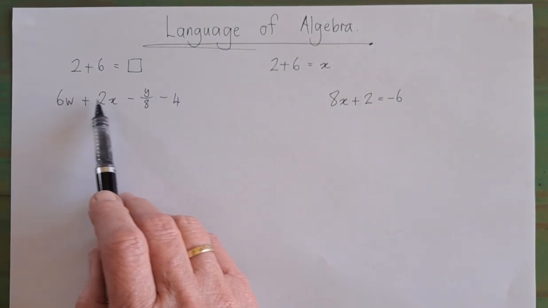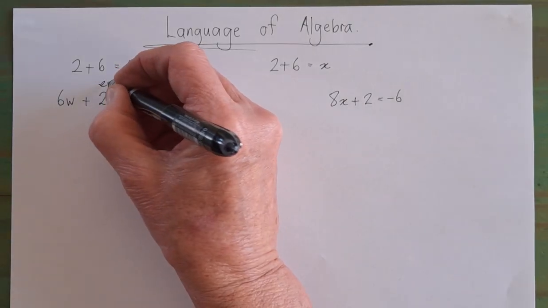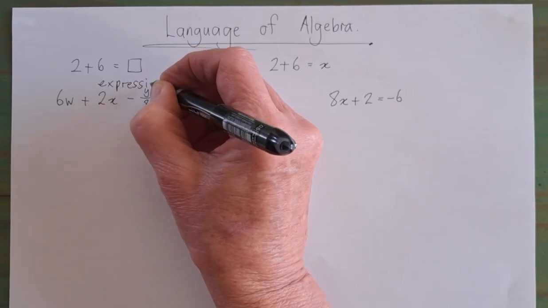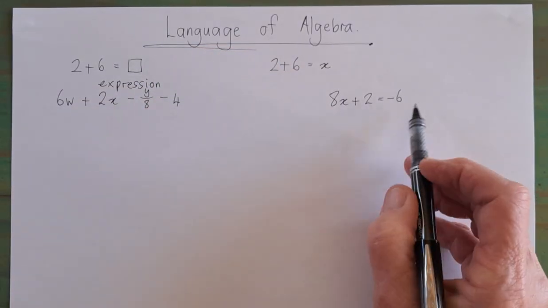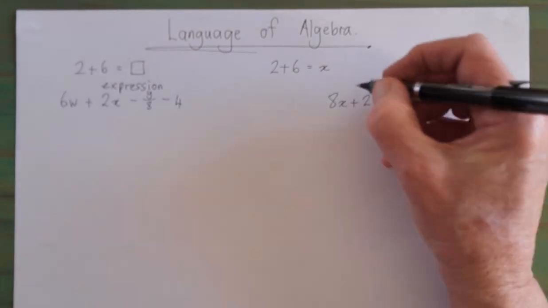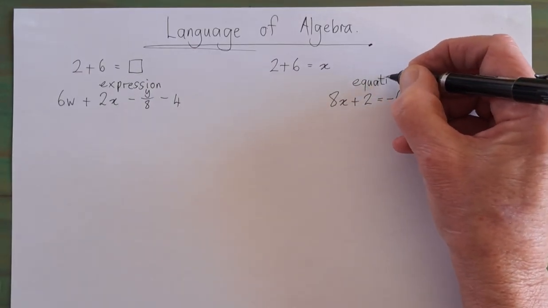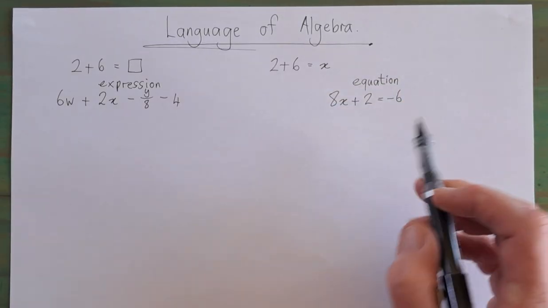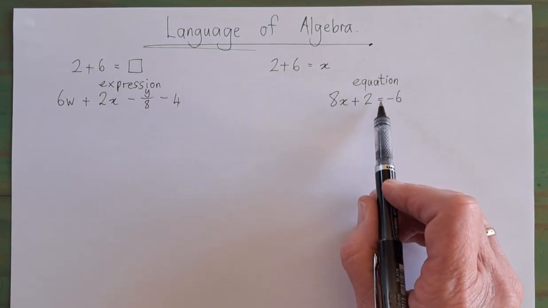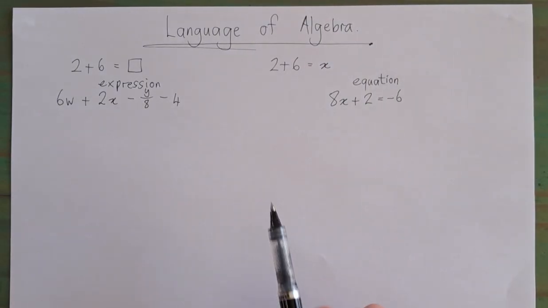So if I have a situation like this where there is no equal sign, then I'm talking about an algebraic expression. If, however, that statement does have an equal sign in it, then I'm speaking about an algebraic equation. And it's easy to remember that this is called an equation because we've got equal, so we know that that's the one containing the equal sign.